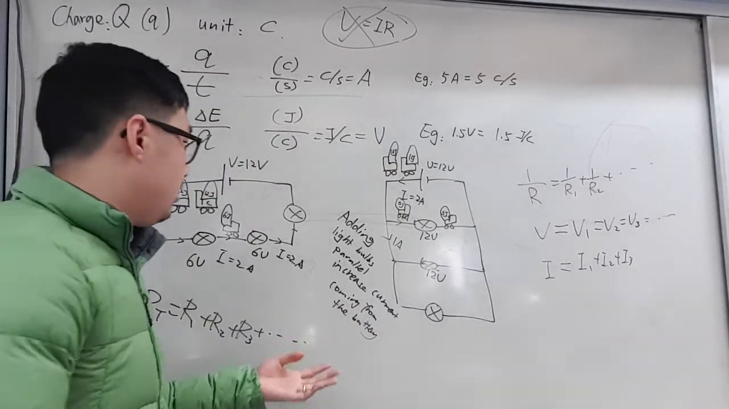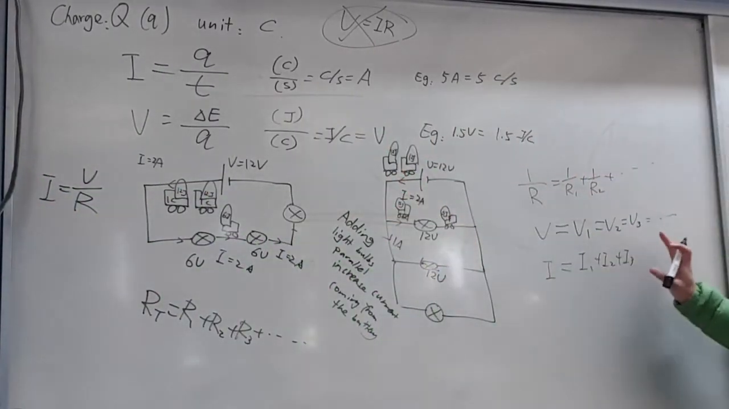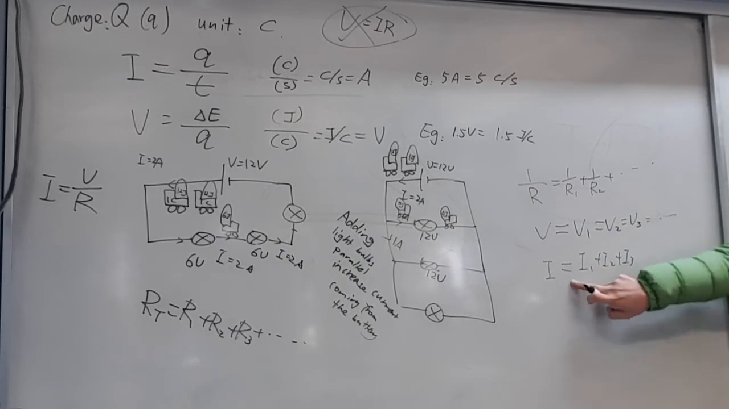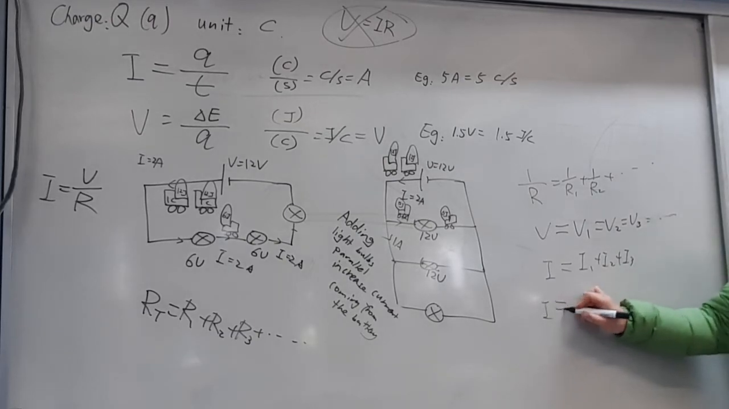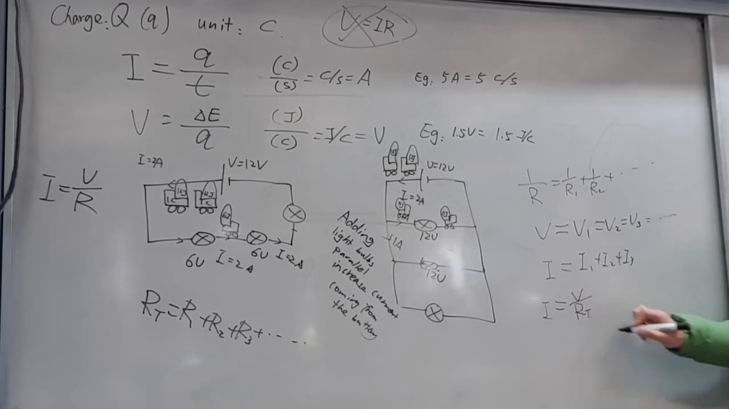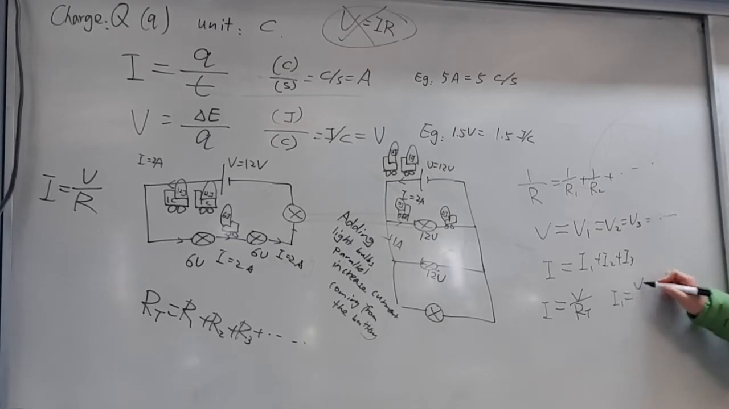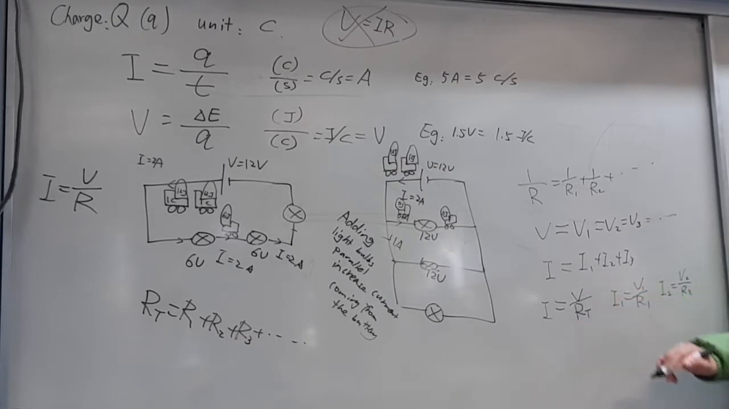Okay, that's that part. Now we say I equals I1 plus I2 plus I3, right? And what does I equal? I equals V divided by R total, right? What does I1 equal? V divided by R1, because the V doesn't change, right? Or I can say V1 divided by R1. I2 equals V2 divided by R2, right? That's my equation.